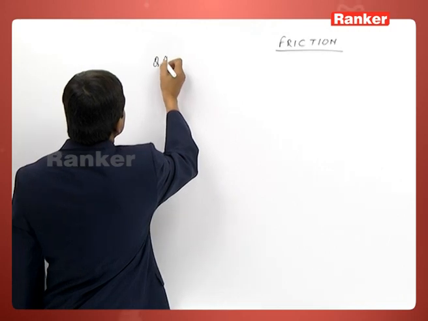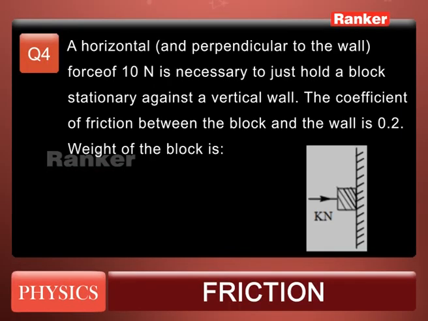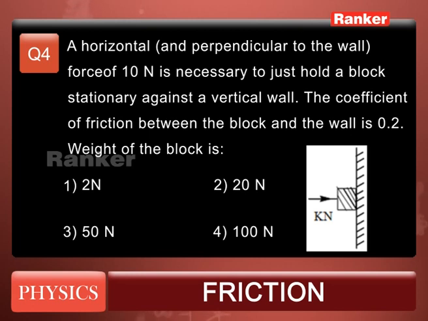Now see question number 4. A horizontal force, perpendicular to the wall, of 10 Newton is necessary to just hold a block stationary against a vertical wall. The coefficient of friction between the block and the wall is 0.2. Then the weight of the block we have to determine. The options are: first option 2 Newton, second option 20 Newton, third option 50 Newton, and fourth option is 100 Newton.